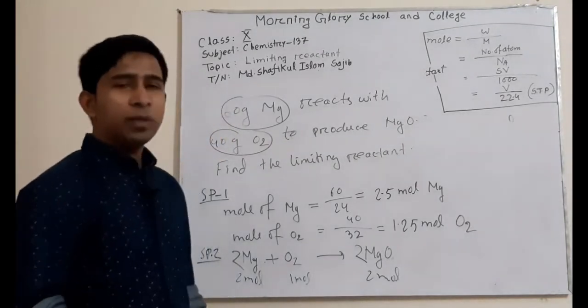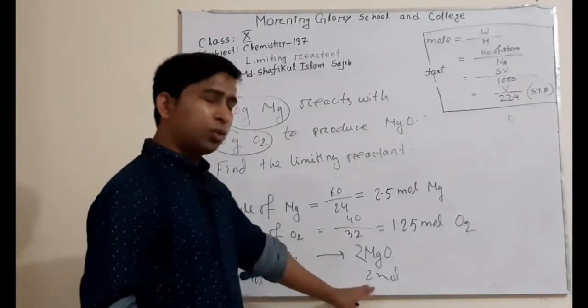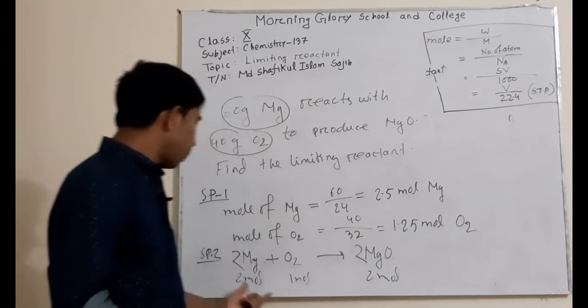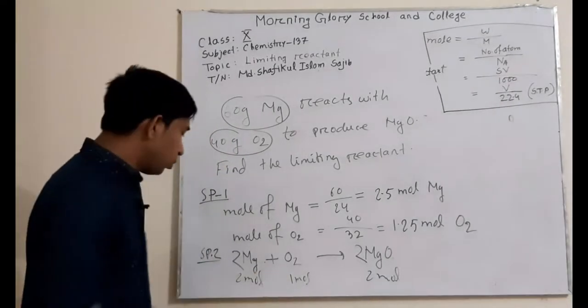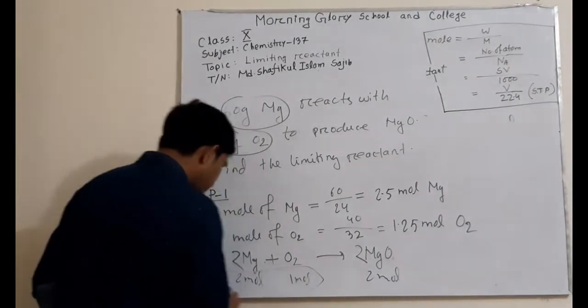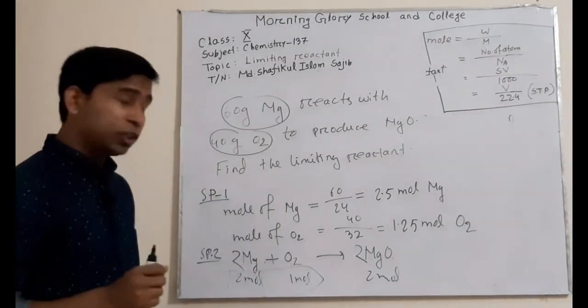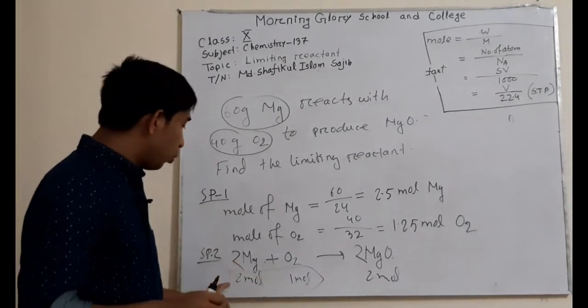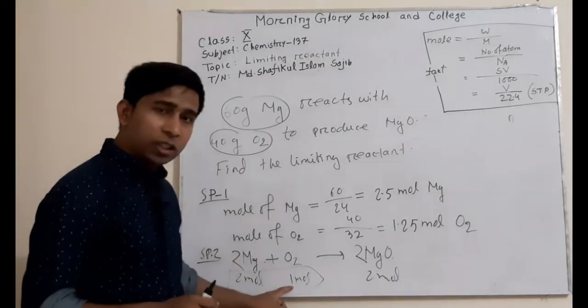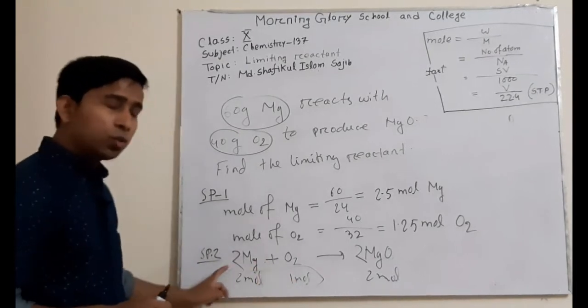As we are finding the limiting reactant, we do not need to consider the product. So we have 2 mole magnesium, 1 mole oxygen. Now step 3, we will use our common sense. You can see moles of magnesium is double the moles of oxygen. That is, 1 mole oxygen reacts with 2 mole magnesium.